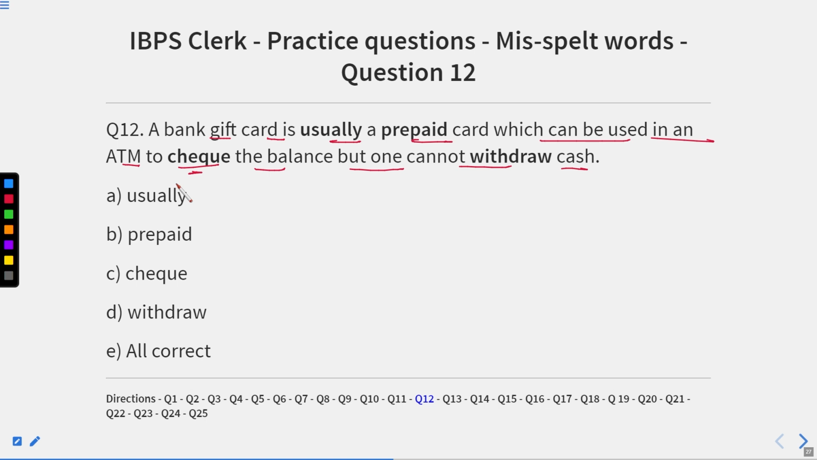But if we talk about here in this sentence, a bank gift card, we are talking about a bank gift card, is usually a prepaid card. It is a kind of prepaid card.